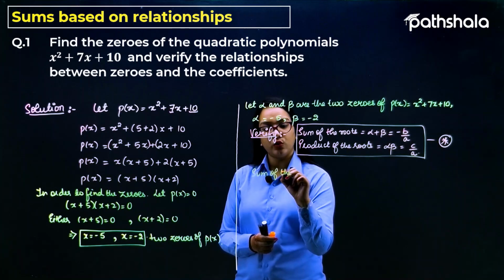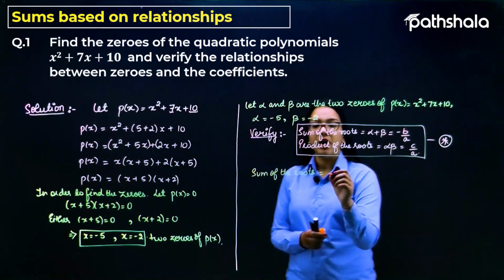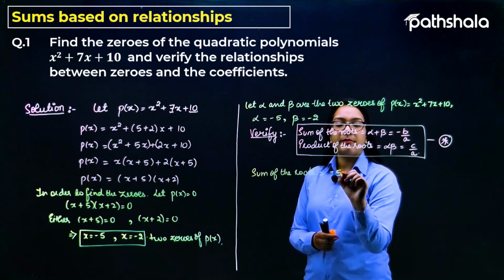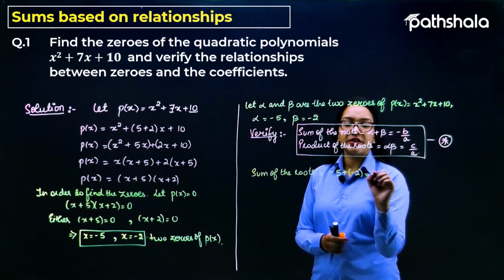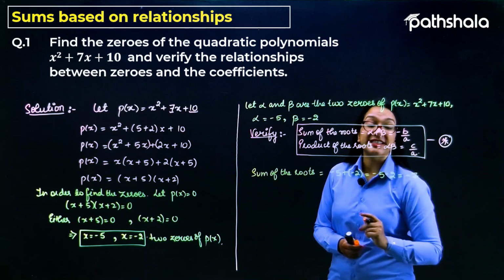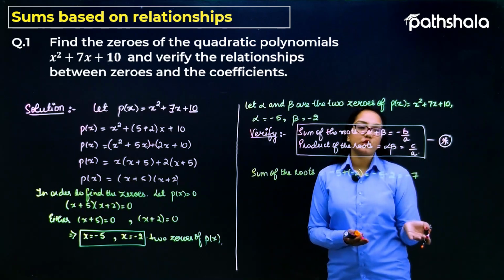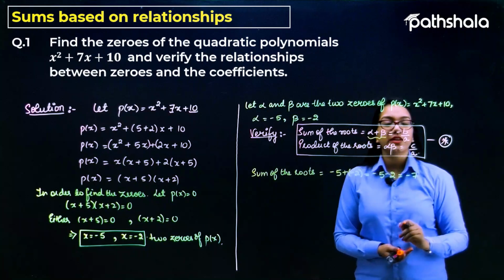So sum of the roots was of the form alpha plus beta. What is alpha? Alpha is minus 5 plus beta. Beta is nothing but minus 2. Now let's just solve it. So it is nothing but minus 5 minus 2, which is equal to minus 7. Minus 5 minus 2 is minus 7. Now alpha plus beta is coming out to be minus 7.